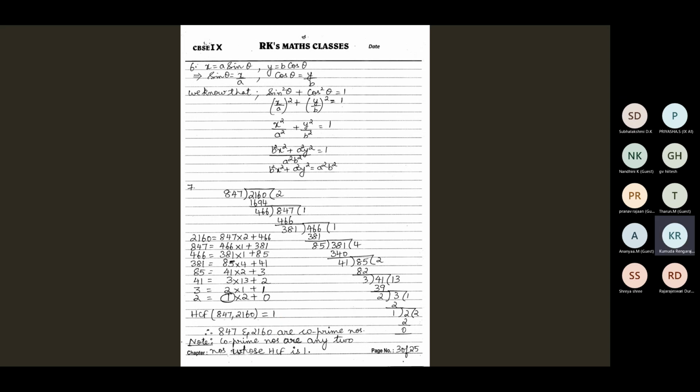Co-prime numbers need not be prime numbers. For example, 14 and 15. 14 is not a prime number. 15 is also not a prime number. But they are co-prime numbers because their HCF is 1.